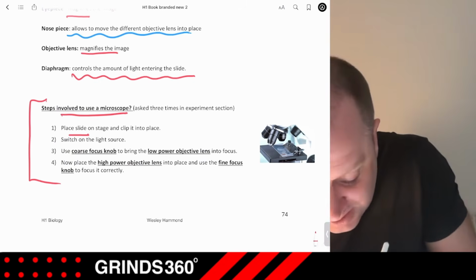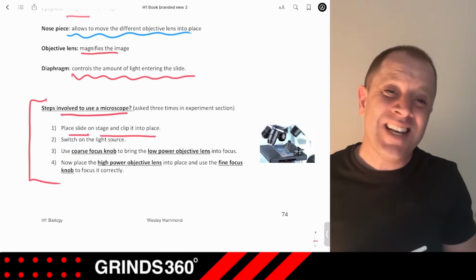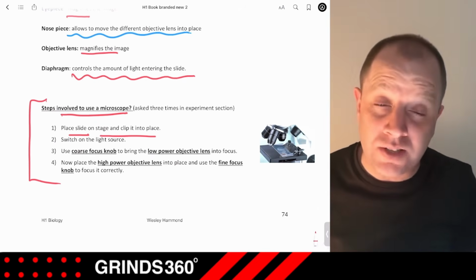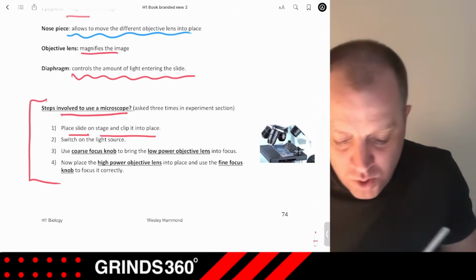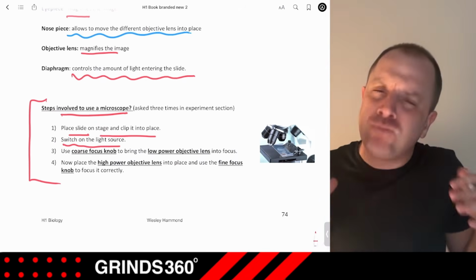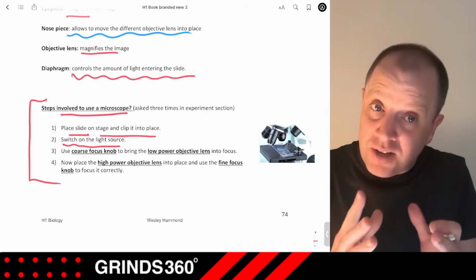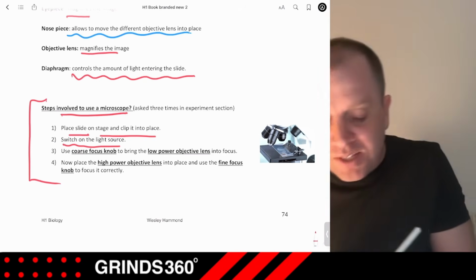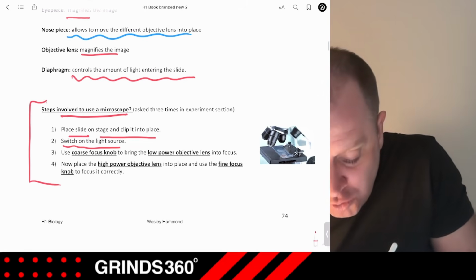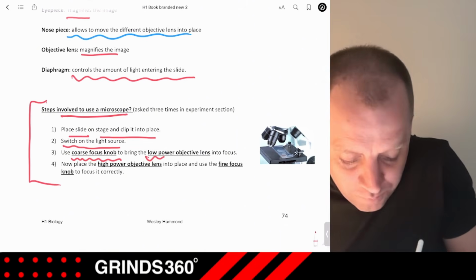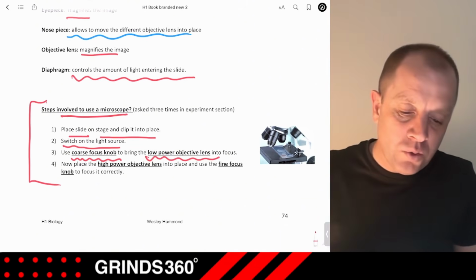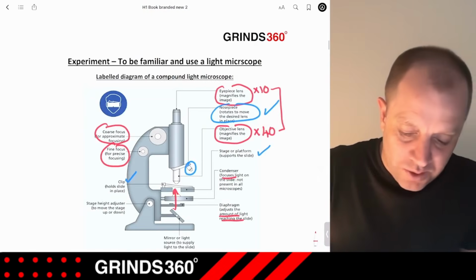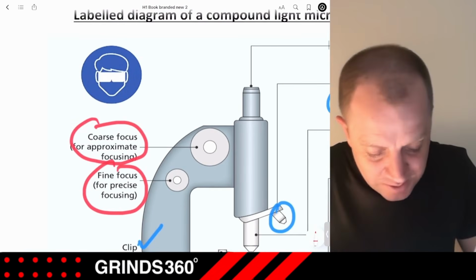Describe how you use the microscope. Now, you place the slide on the stage and you clip it into place. That's probably not going to get you marks. It just depends. So I would always write it in. Switch on the light source. Probably not going to get your marks, but you just never know. Write it in. But this is where you normally get your marks. You use the coarse focus with the low power objective lens. So look here, you use the coarse focus. So use the coarse focus there, see that one there?